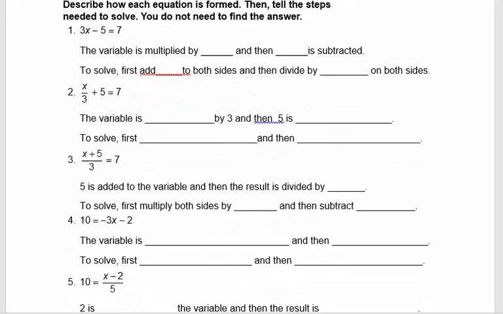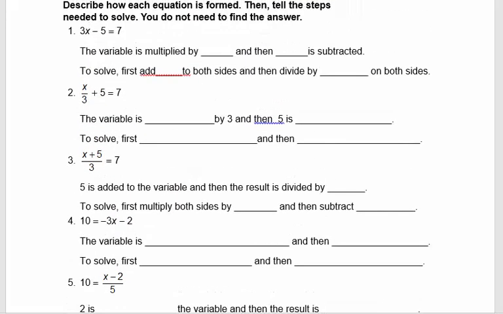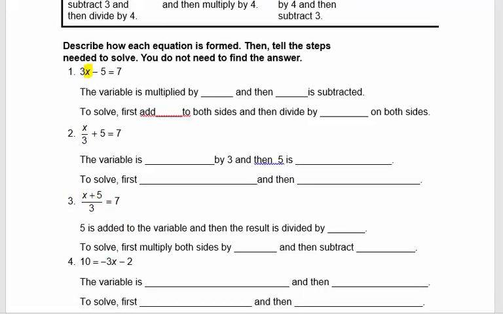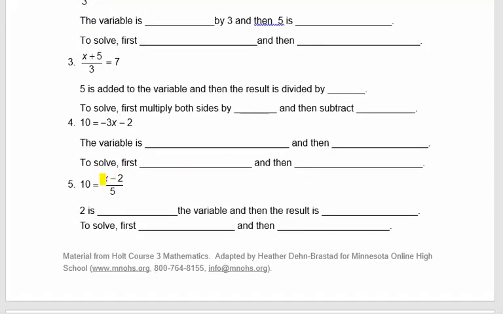So in these first 5 problems, you're not solving. You're explaining what the variable is, and what's being done to it right now. And then the opposite is to work backwards, so we're going to explain how to solve. Let's do number 5. So here's the variable.